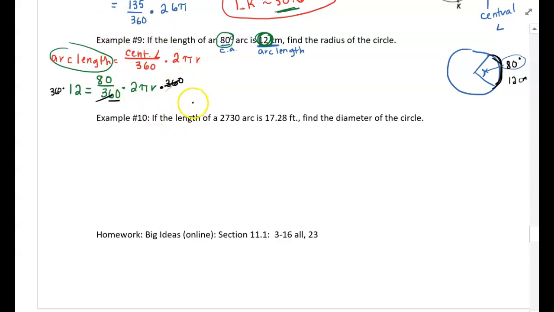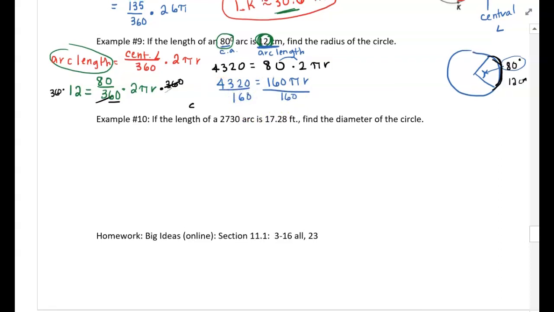So I can say that 4320 equals 80 times 2 pi r. Well, 80 times 2, guys, I can go ahead and put that together. 4320 equals 160 pi r. Now I can divide both sides by 160, and I get 27. So 27 equals pi r.